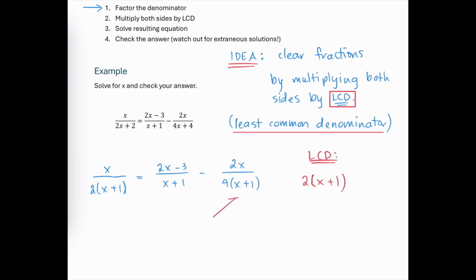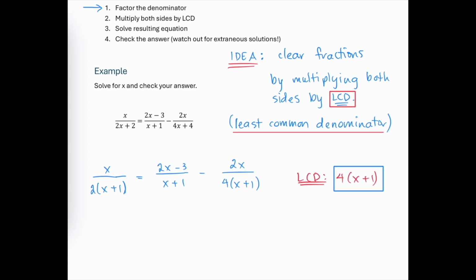Then we move over to our third denominator, and we want to make sure that this denominator divides evenly into the LCD. We do have the factor of x plus 1, but we don't have the entire factor of 4, so we're going to need to pick up another factor of 2 to ensure that our third denominator divides evenly into the LCD as well. Multiplying all this together, we get 4 times x plus 1, which is now the LCD, meaning it's the smallest quantity that all 3 of the denominators will divide evenly into.